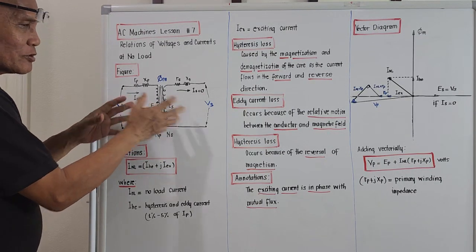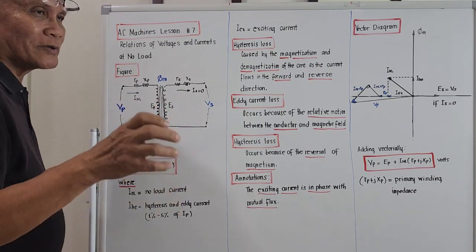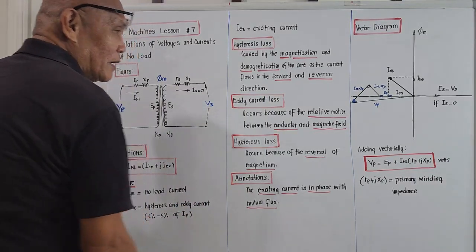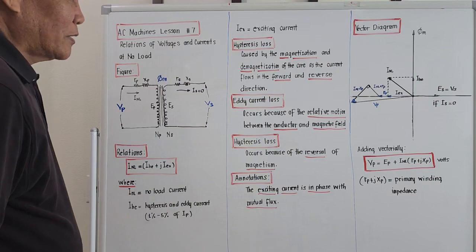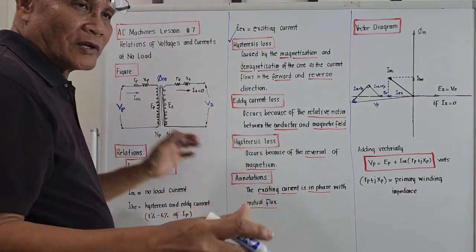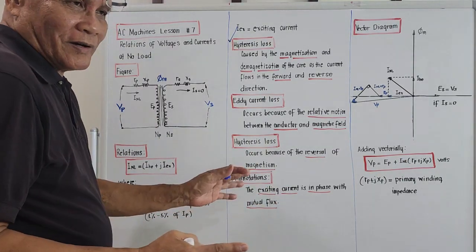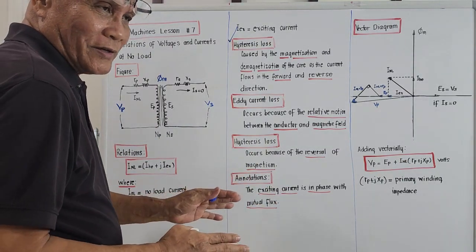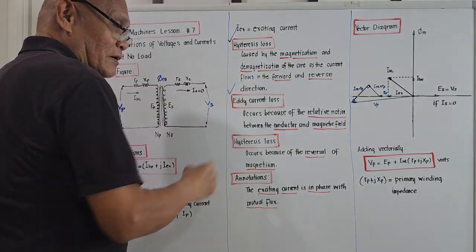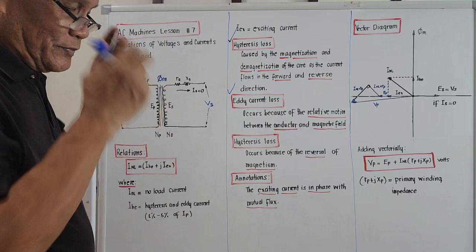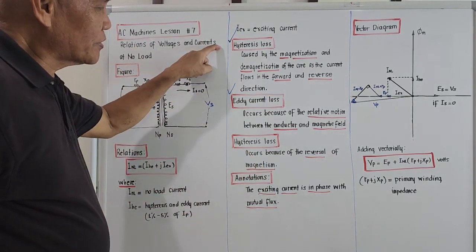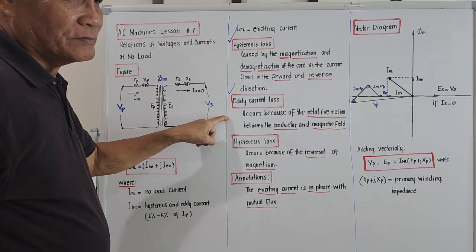there will be losses on the transformer, whether we like it or not. There are 2 losses in the transformer: the hysteresis, this is a little bit of storytelling guys, we are not yet on the equation side, and the eddy current loss. So for transformers, the losses are actually termed hysteresis and eddy current.